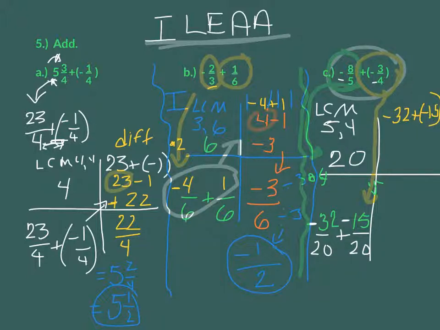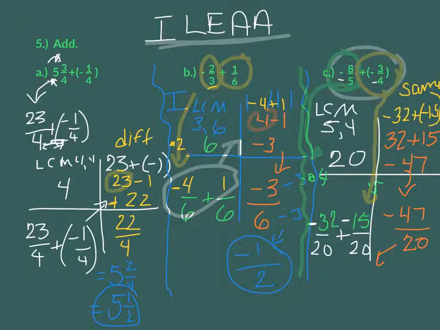So here I'm in a position where the signs are the same. Find the sum. So I'm finding the sum of the absolute values of -32 and -15. So that would be 32 plus 15. 30 plus 10 is 40. 2 plus 5 is 7, so I know that's 47. Since the signs were the same, I just keep that same sign. So it's negative 47. Bring that down, that's my numerator, negative 47. My denominator remains 20.